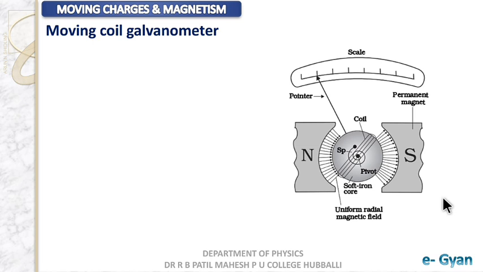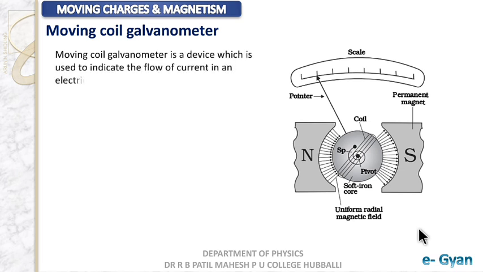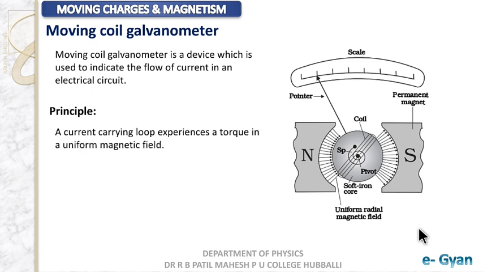A moving coil galvanometer is shown here. This diagram is given in the NCERT textbook. So what is a galvanometer? It is a device which is used to indicate the flow of current in an electrical circuit, and it works on the principle that a current carrying coil experiences torque in the presence of a uniform magnetic field. Let us try to proceed ahead and study the construction of galvanometer.